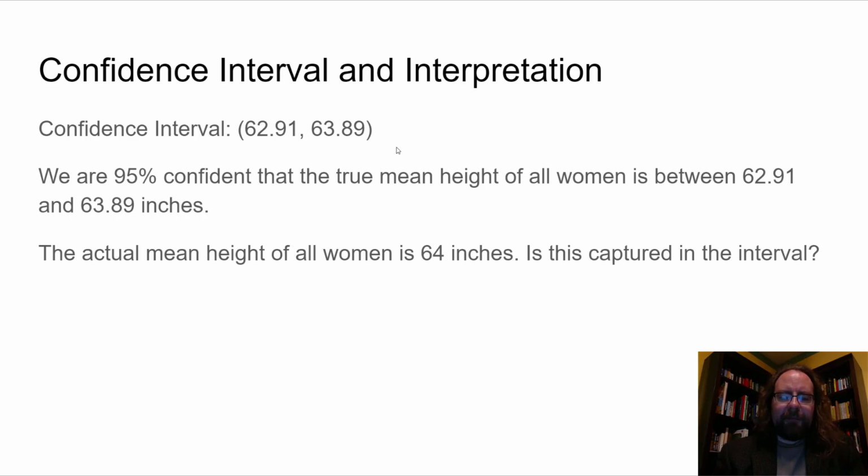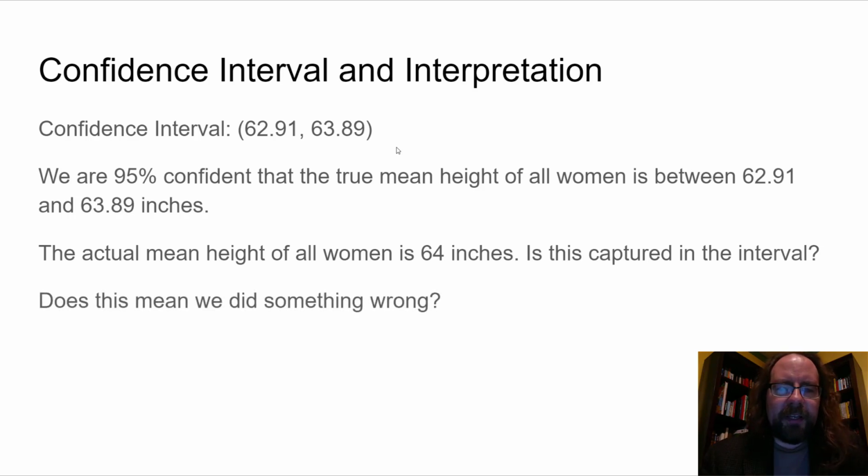So the question then is, does this mean we did something wrong if our confidence interval doesn't actually capture the true parameter? Again, keep in mind, most of the time you don't actually know what the true parameter is, so this is just sort of a thought experiment. But I wanted to bring it up because the answer is no. Just because our interval didn't actually capture the parameter doesn't mean we did anything wrong in constructing it.